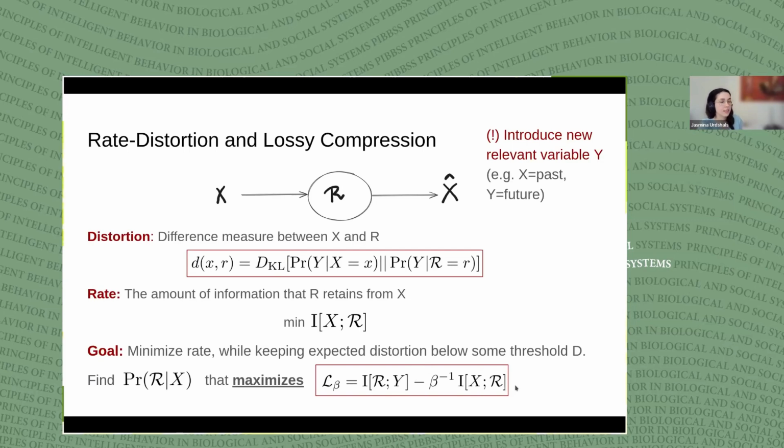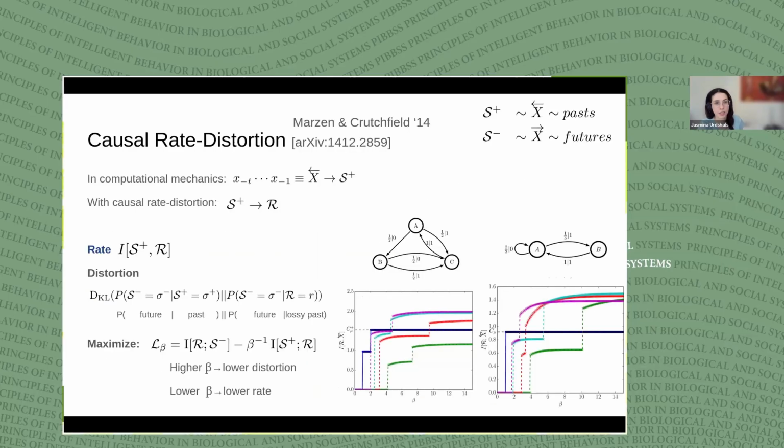Okay, so with that being said, we can then move on to the actual framework that we care about. So causal rate distortion, we have now all the tools to do so. This is based on the paper that I showed in the very beginning from Marzen and Crutchfield. And as a little recap, in computational mechanics, we had these explicit histories over the past. We mapped those onto these equivalence classes, and that was a form of non-lossy compression.